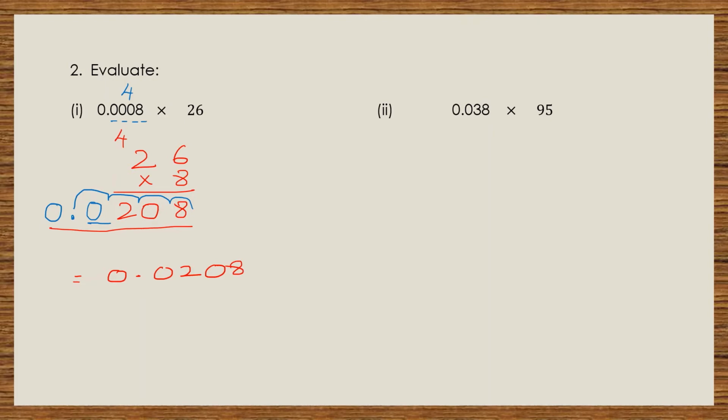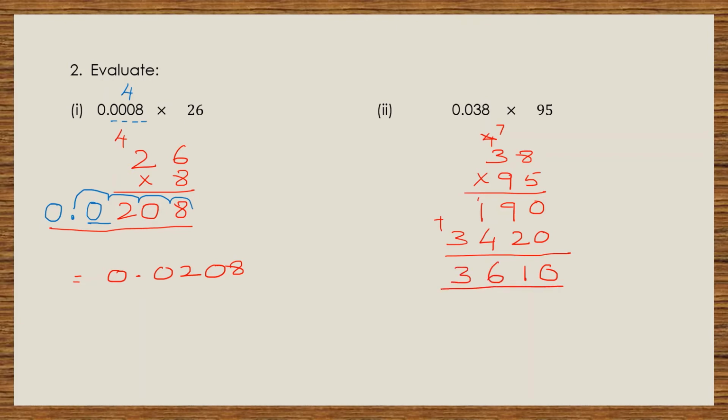Question 2. When you ignore the point, it becomes 38 into 95. So let's multiply. 5 8s are 40, carry 4. 5 3s are 15 plus 4, 19. Second step. 9 8s are 72, carry 7. 9 3s are 27 plus 7, 34. So add up these two. 0. 9 plus 2 is 11. 1 plus 1 is 2 plus 4 is 6 and 3.